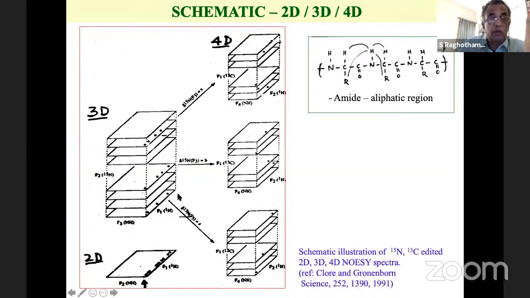Because of overlap in 1D, to resolve it, we go to 2D. The 2D also has overlap. This is a simple contour representation where about 11, I think, NHs are overlapped in one particular slice. To resolve that, you pull it according to the nitrogen dimension. There are some separations. Now these 11 peaks get separated out, but still there are some overlaps. To resolve those, you now pull it according to the carbon dimension. Now there is a possibility that each is individually separated out. So this is how you resolve by going to higher dimensions.